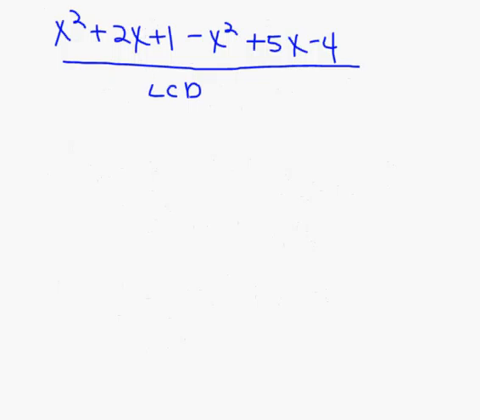Okay, so now I'm going to collect my like terms here. That gives me x squared minus x squared cancels out. 2x plus 5x is 7x. I used those, so I'll get rid of them.